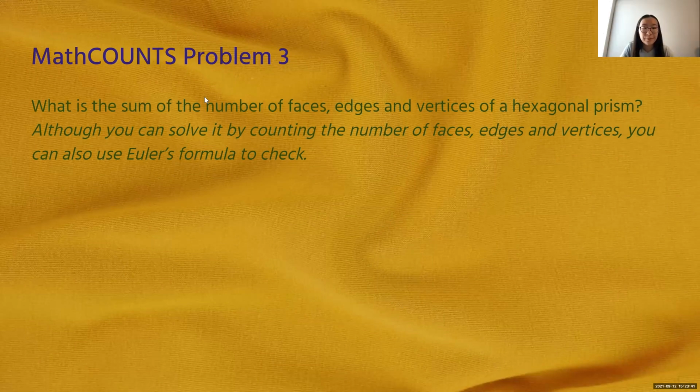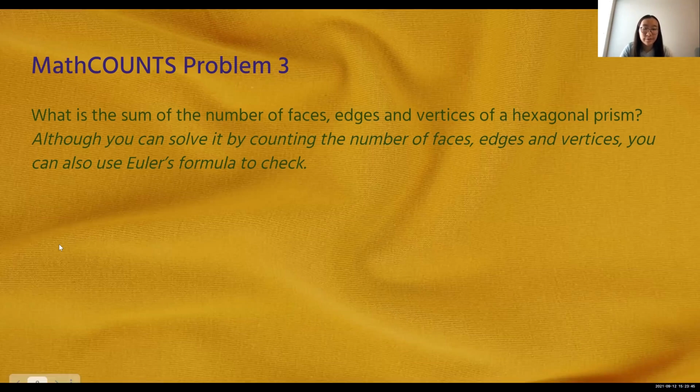Okay, so what is the sum of the number of faces, edges, and vertices of a hexagonal prism? If you know what a rectangular prism is, a hexagonal prism is just one where the base is a hexagon. This one you can solve by visualizing it and counting the number of faces, edges, and vertices. But you can use Euler's formula to check your work. Once you're done, put your answer in the chat.